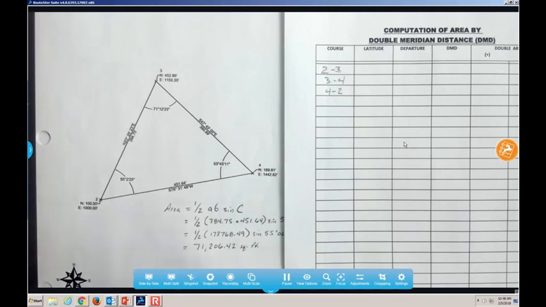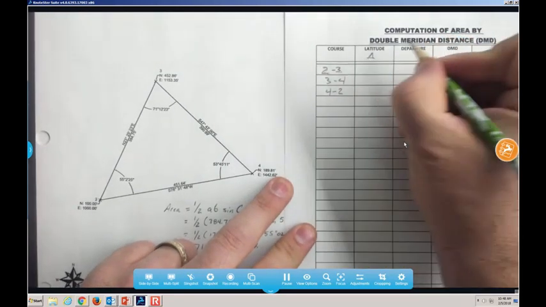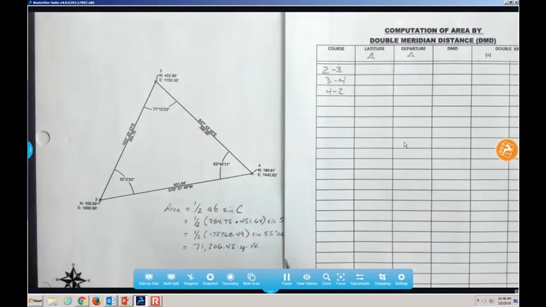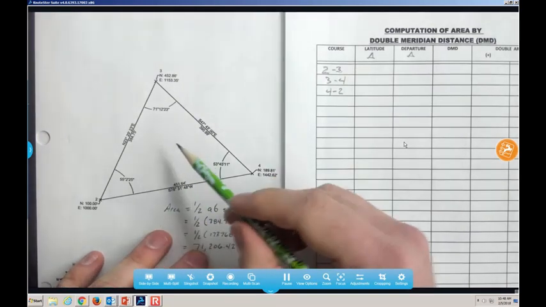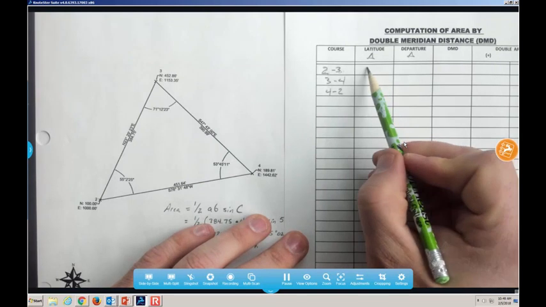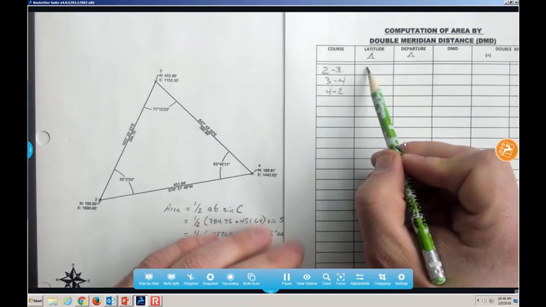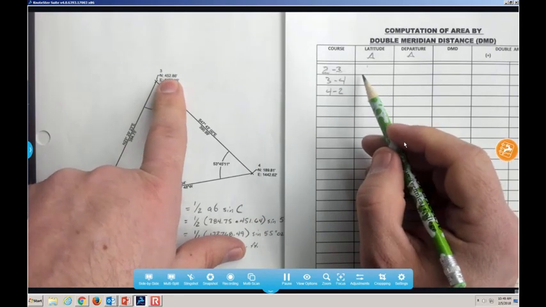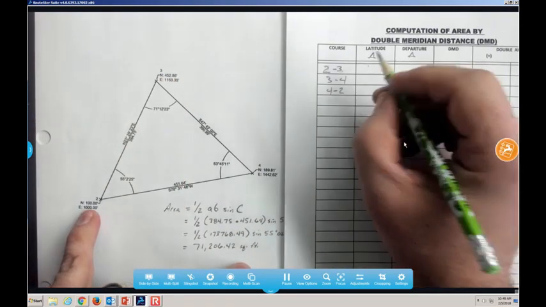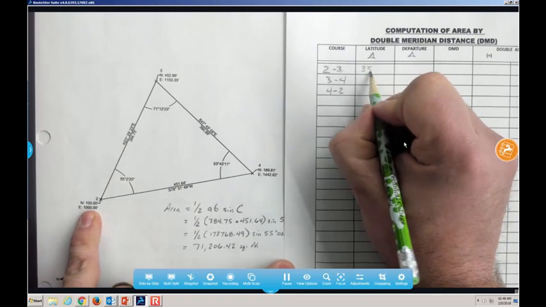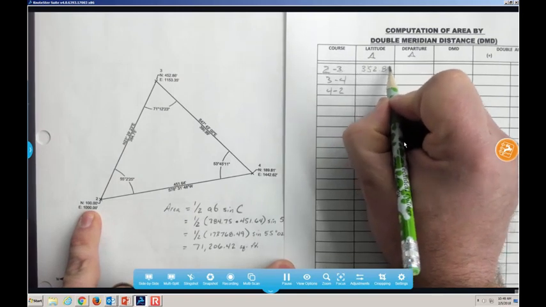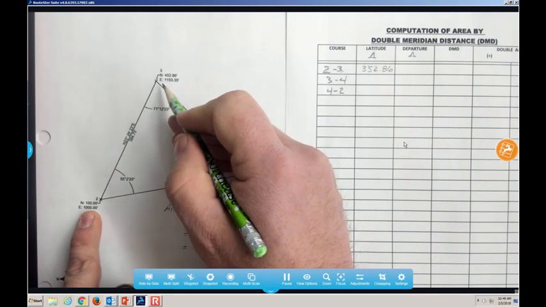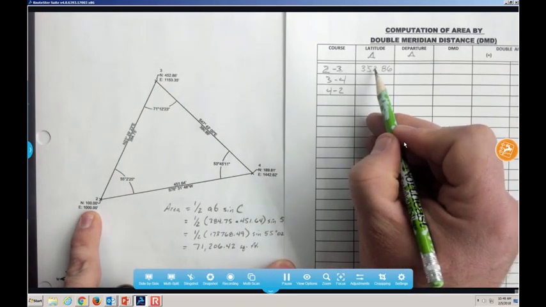Now the next thing we want to do is label the change of latitude and the change of departure. The change in latitude from 2 to 3, so the change in northing, is 452.86 minus 100. So that's 352.86. We're going in a positive direction, so I leave it positive.